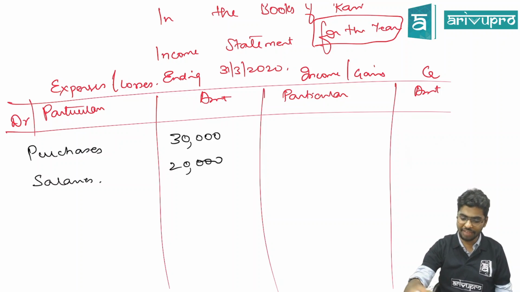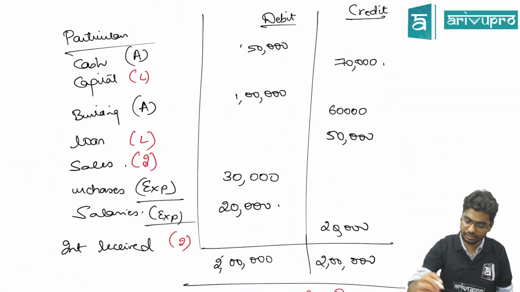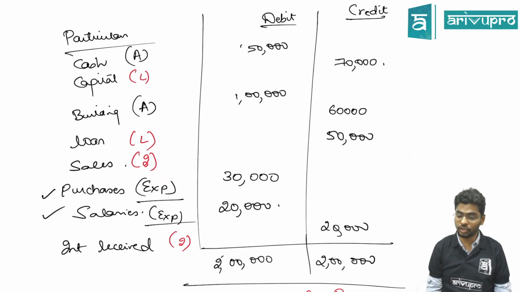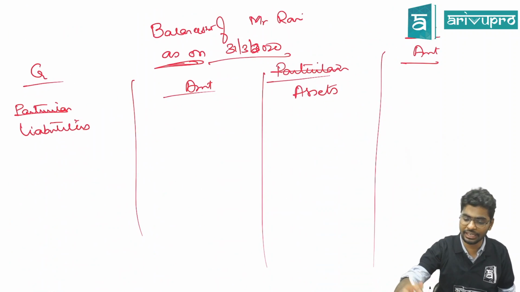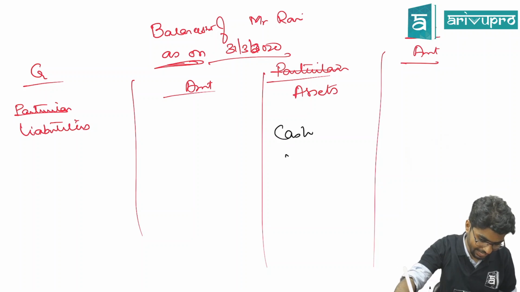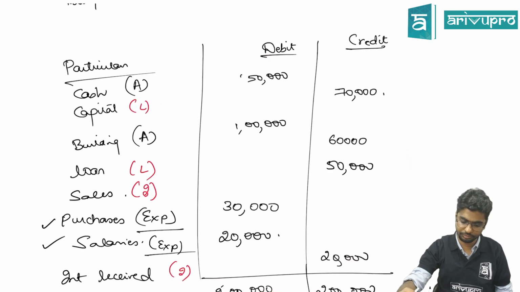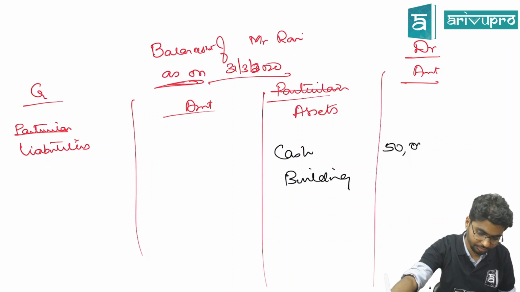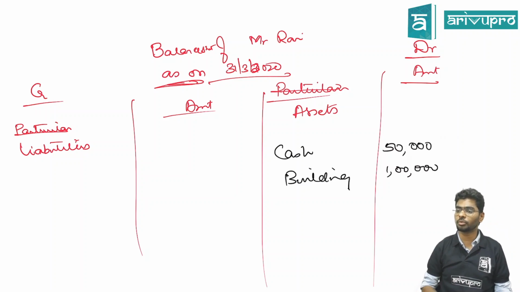Then, have I covered both the cases? Did I cover both my debits? Okay, which is my other debit left? Cash and building. So I'll come to my assets. I'll write cash, building, 50,000 and 1 lakh. Till here, does anyone have a problem?